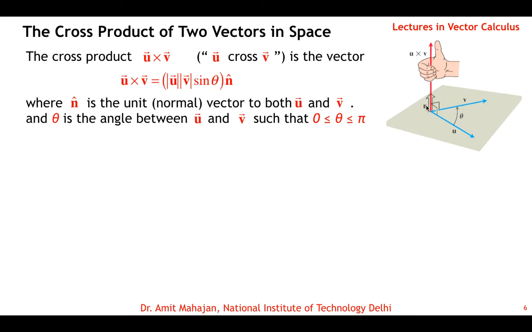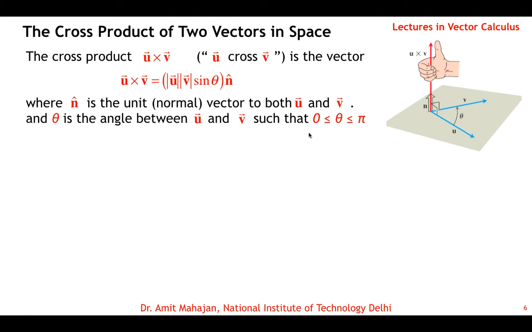So this n cap is perpendicular to both u and v with a right hand curl. The cross product of u and v is denoted by u cross v, and is given by the magnitude of u, the magnitude of v, sine theta, times n cap, where n cap is this unit vector perpendicular to both u and v. The term magnitude u, magnitude v, and sine theta is a scalar times this n cap vector, so this whole quantity is a vector quantity. And theta is any angle between 0 and pi.